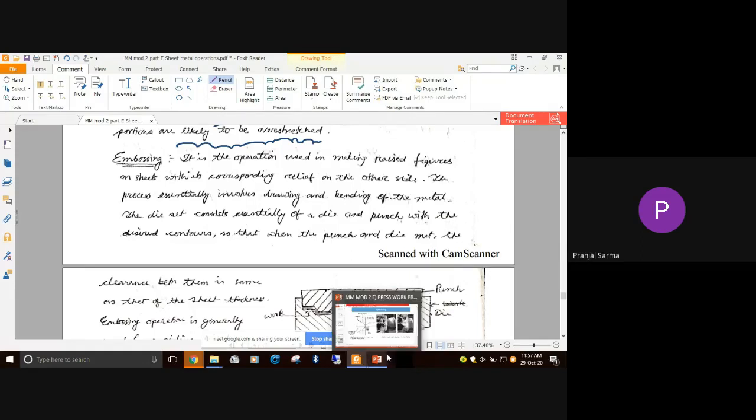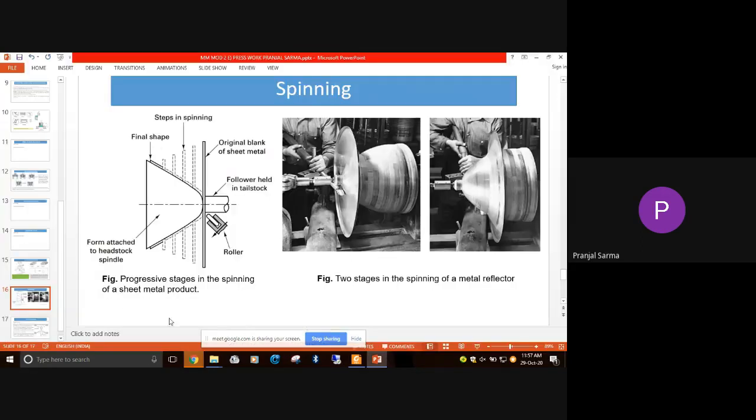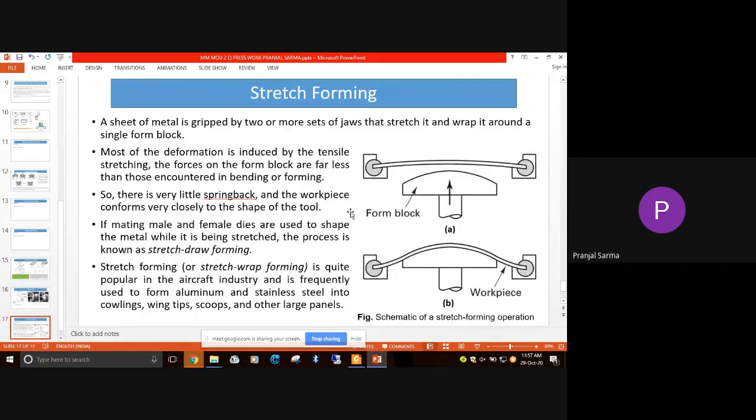Yes. Okay. Next, we'll be discussing stress forming. You can see a similar kind of thing has been described. Basically, the form block, that is nothing but the die that we have, has to be stretched initially, and after that, we use this particular form block to get this particular form.